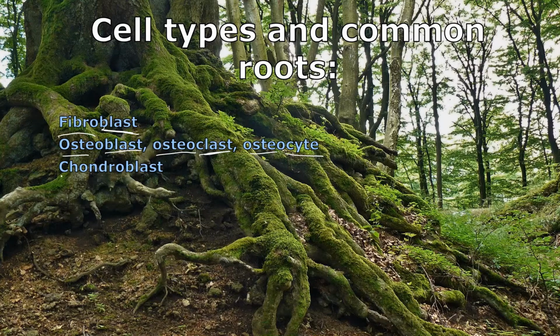Chondro is the root for cartilage, and it's almost exclusively used. If you see chondro, just immediately go to cartilage. So a chondroblast would be a cartilage-creating cell. Chondrocyte, you can think of it as a fully mature cartilage cell. Adipocyte. Again, we see the term cell, and in front of it is adipo, referring to adipose, or body fat. So an adipocyte would be a fat cell.